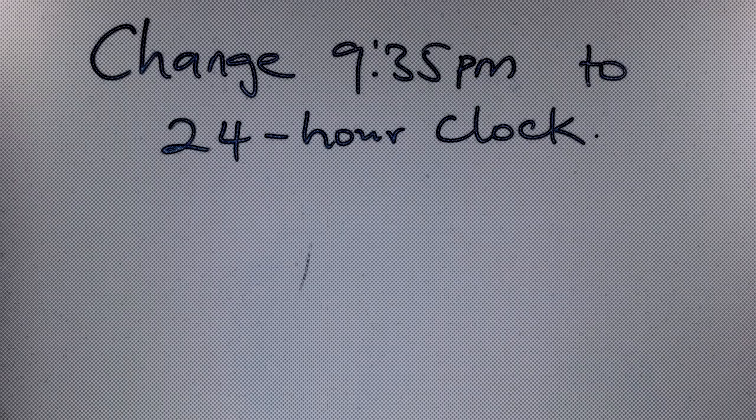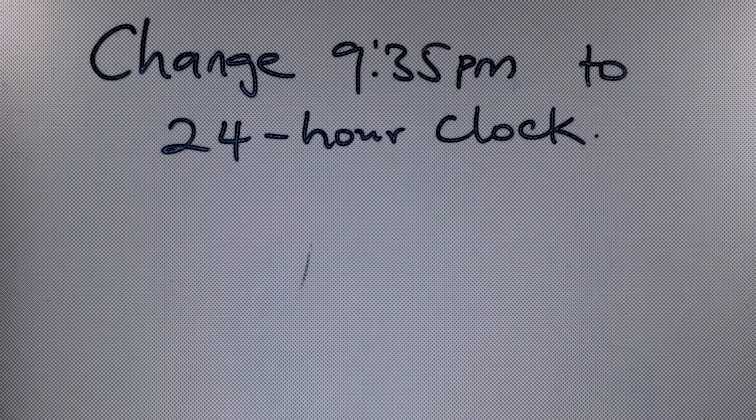This is another basic mathematical problem. We have to change 9:35 p.m. to 24-hour clock. As we all know, we have 24 hours in a day. But most of our clocks are divided into two, 12-hour, 12-hour. Now we want to change 9:35 p.m. to 24-hour clock.